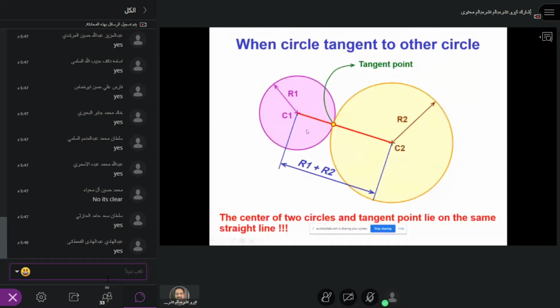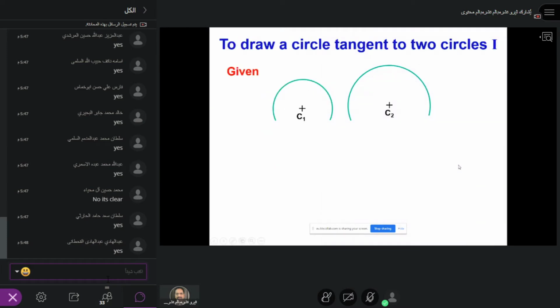Okay, R1 is the radius of one circle, R2 is the radius of the other bigger circle, and the centers C1 and C2 must be joined through the tangent point. Okay, that's the idea. Now we see how we are going to do it. To draw a circle tangent to the two circles, the first step is to draw the two circles C1, C2, and you just connect them by using the other arc here. So how do we do it?